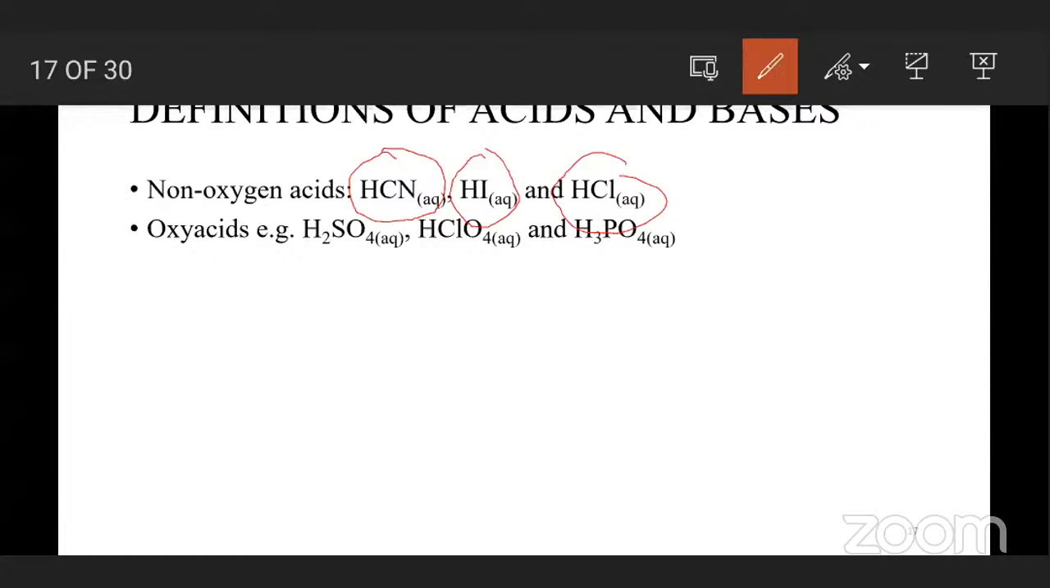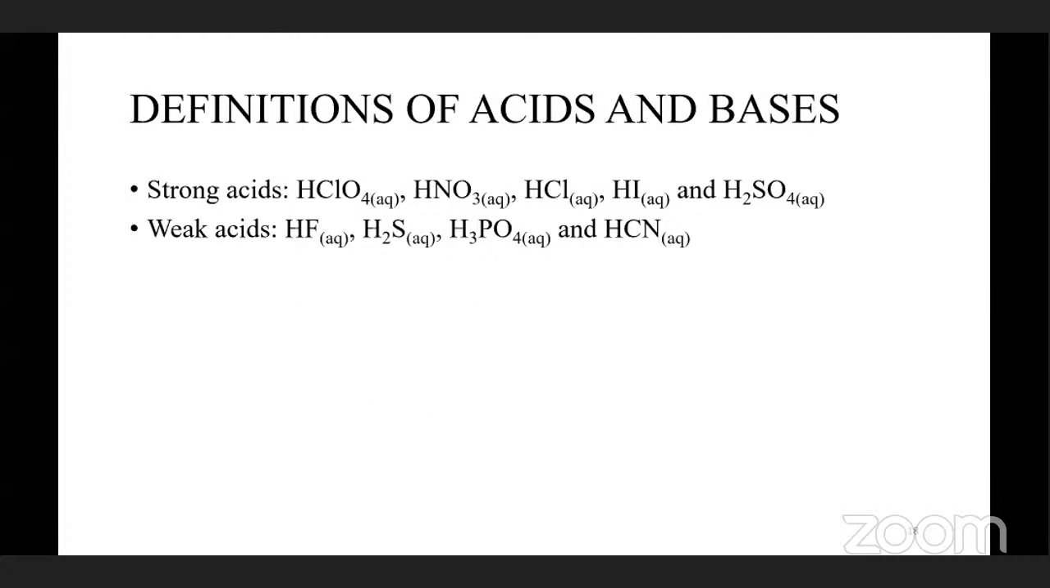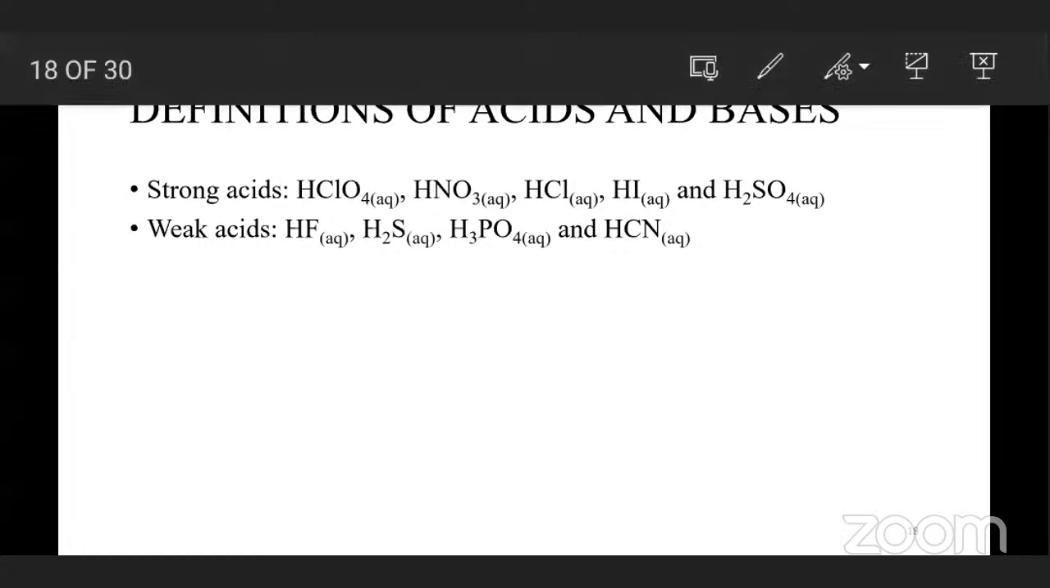And then we have the oxy acids. We have mentioned H2SO4. We can also have perchloric acid, that's HClO4, a very strong acid. And we can have H3PO4 as an oxy acid. We have already mentioned that. Okay, examples of strong acids. We have already said that HClO4 is a strong acid, HNO3 is a strong acid, HCl is a strong acid because they can fully release the hydrogen ions in solution. HI and H2SO4, those are strong acids.